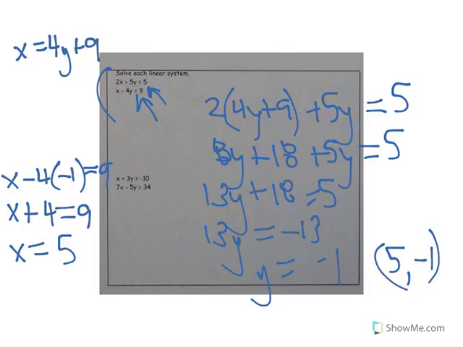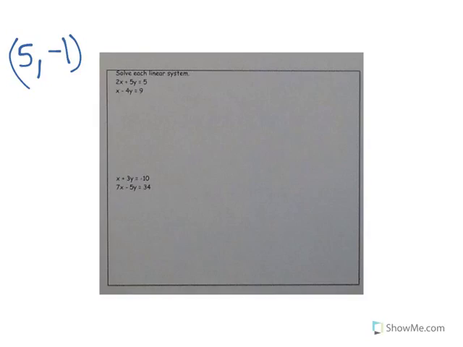So remember that point, and then I'm going to plug that point into both of these two to see if it's true. So let's try that out. For the first equation, it's going to be 2 times 5 plus 5 times negative 1. Is that equal to 5? Yes, it is, because that's 10 plus negative 5.